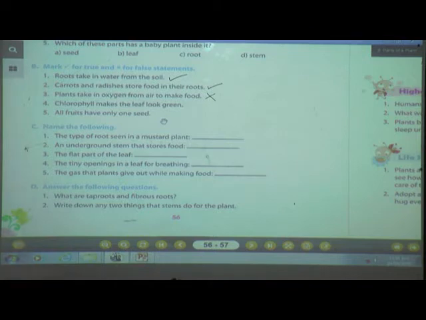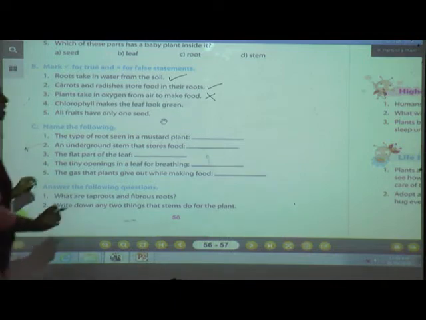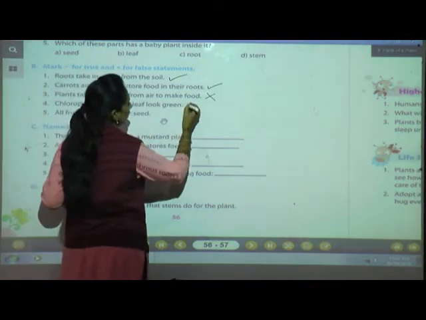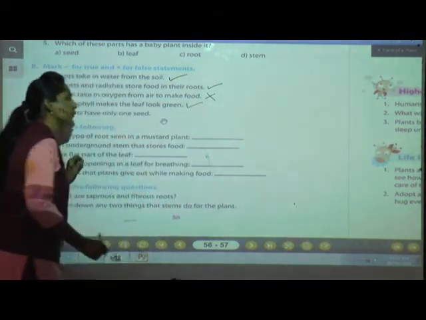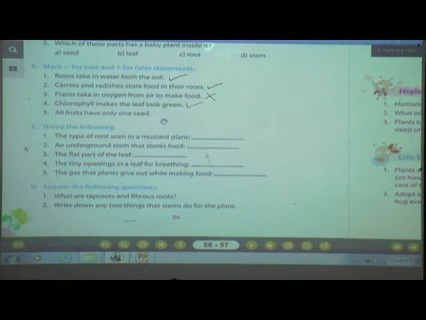Now, the next, chlorophyll makes the leaf look green. We have studied about chlorophyll now. Chlorophyll is a substance, isn't it? The leaves have a substance called chlorophyll, and with the help of that chlorophyll only the leaf looks green in color. So this is a true statement. So put the correct mark.